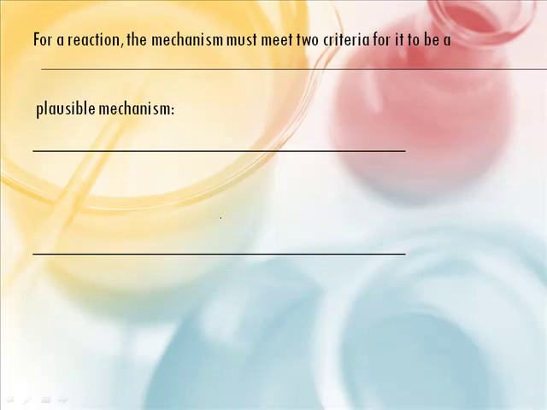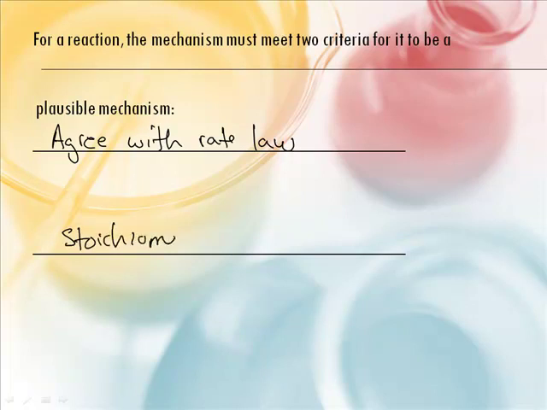For a reaction, the mechanism must meet 2 criteria for it to be a plausible mechanism. Number 1, it must agree with the rate law. If it doesn't match the rate law, it's not a viable mechanism. And it also must have the stoichiometry agree with the overall reaction.